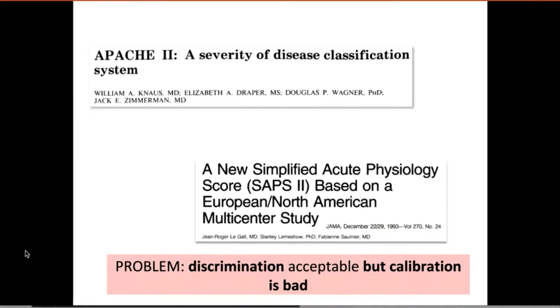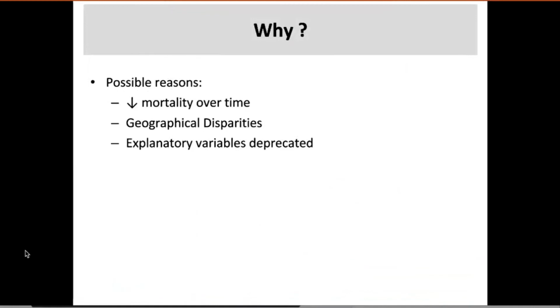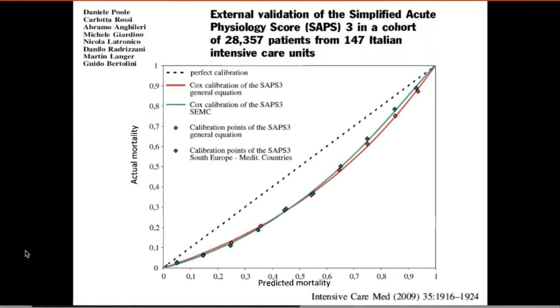There were a couple of reasons identified for those scores not calibrating that well. Potentially the fact that mortality dropped over time, that there are some geographical disparities that were not accounted for, and also potentially the fact that some explanatory variables that were included in those scores back in the 80s or the 90s are not that important as predictors nowadays.